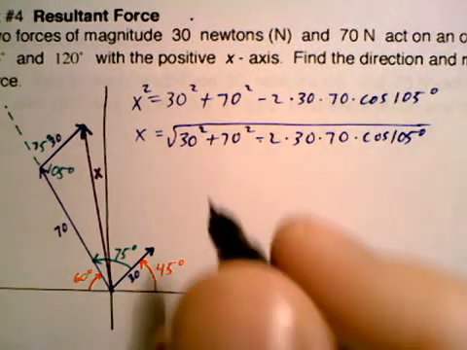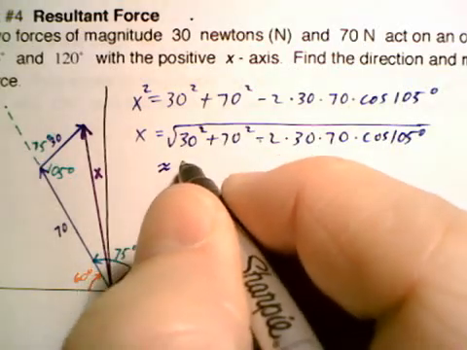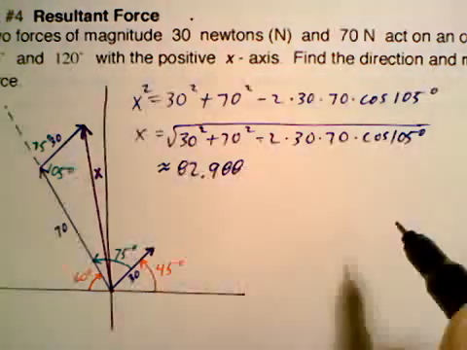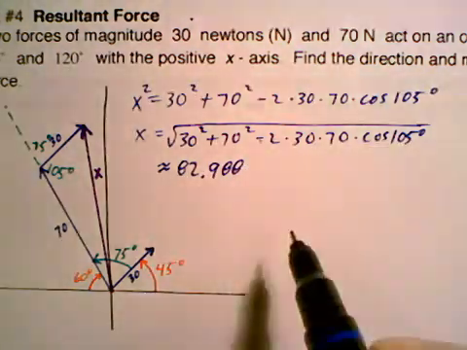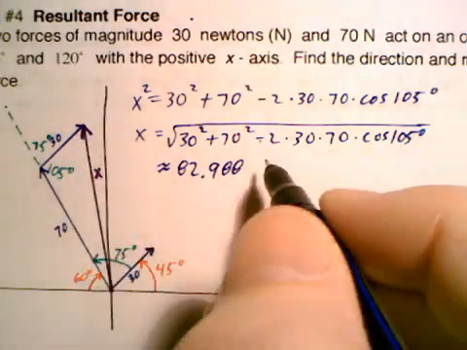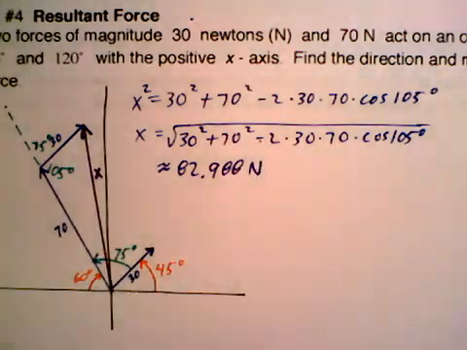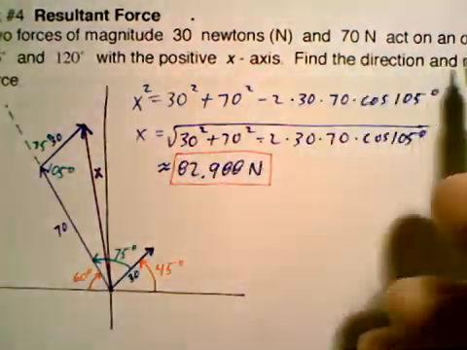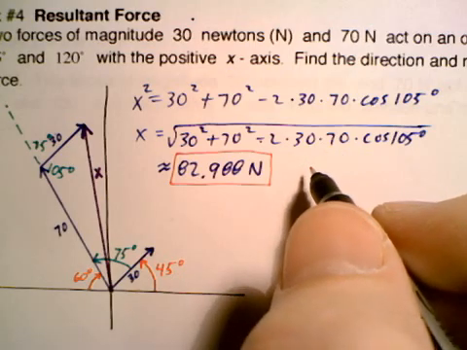And we got 82.988. And be careful when you label these. It's not degrees, it's newtons. That's the length of that vector. So that's newtons. And so we're going to just put a box around that and feel good about ourselves that we got the length of the vector. So we got half of the problem right. Find the direction and magnitude. That's the magnitude of the vector.